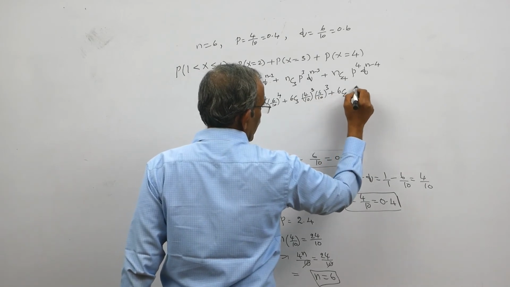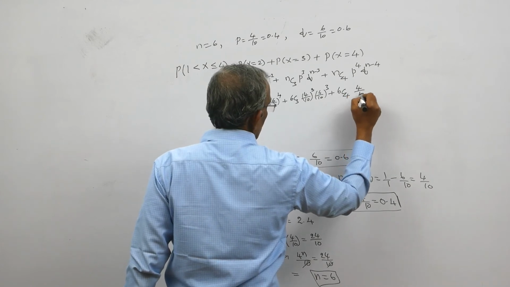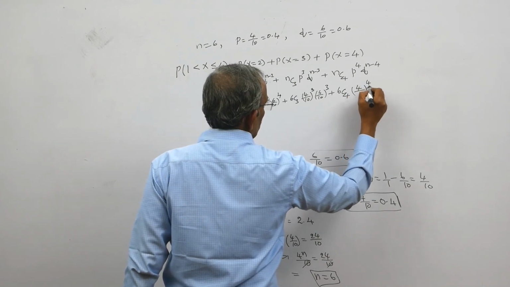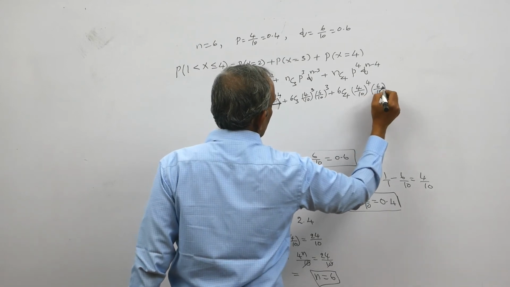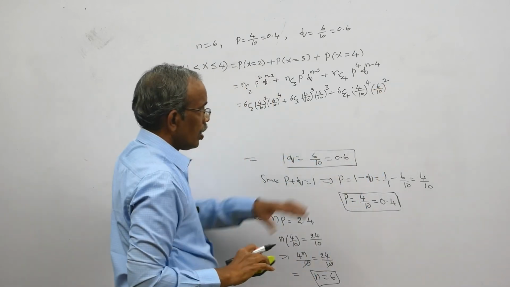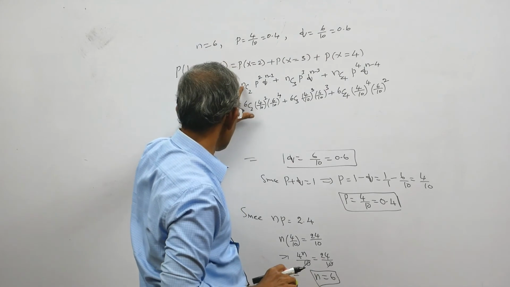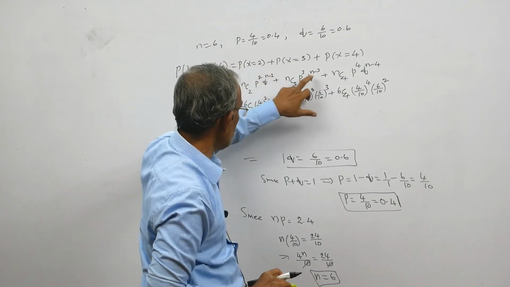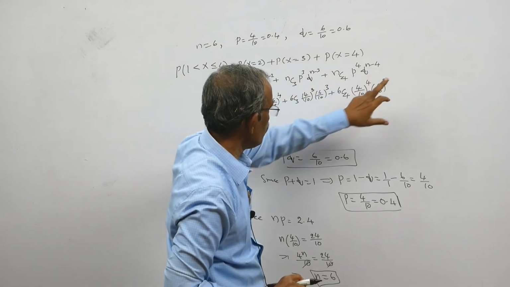6c4 p is equal to 4 by 10 whole to the power of 4, q is equal to 6 by 10 whole to the power of 6 minus 4, that is 2. Here we take n equal to 6. So 6c2, here 6 minus 2 is 4, 6 minus 3 is 3 for 6c3, and for 6c4, 6 minus 4 is 2.